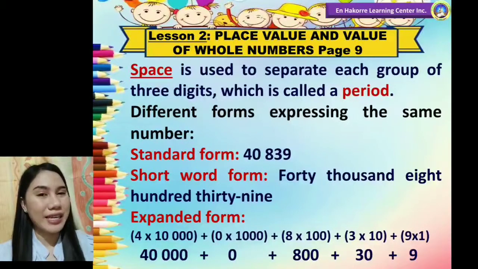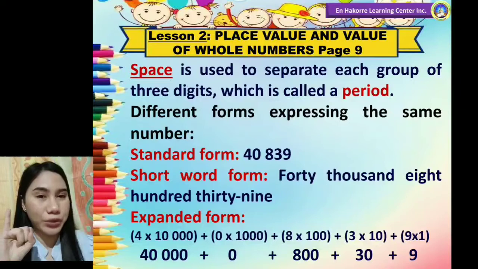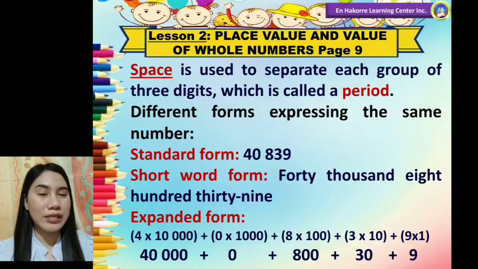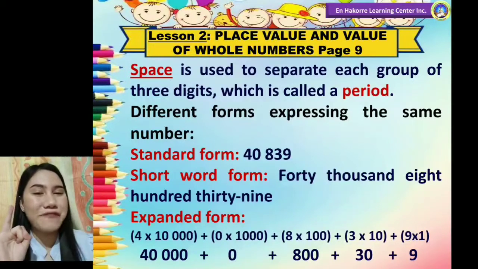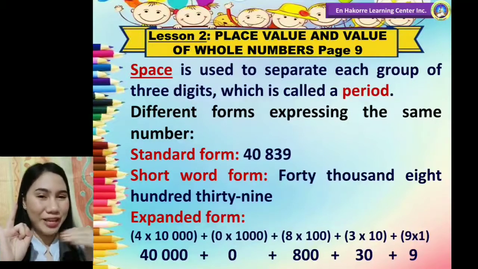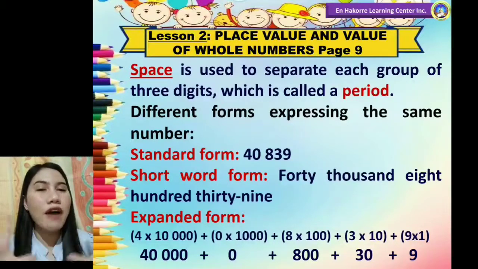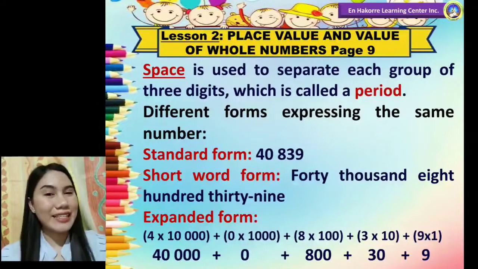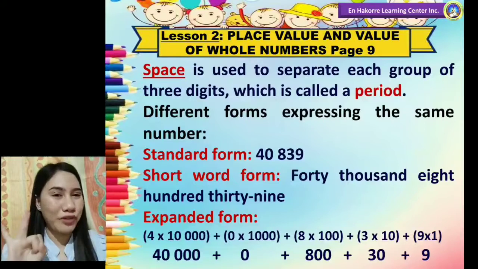So those are the 3 forms of expressing the same number. You can express it through standard form, which is the normal way of writing whole numbers. You can also express it using the short word form, meaning you write the full words of each digit in the given number, and the expanded form, or the long form, which is the longer format of expressing the number. So you have there 40,839 in standard form, in short word form, and in expanded form.